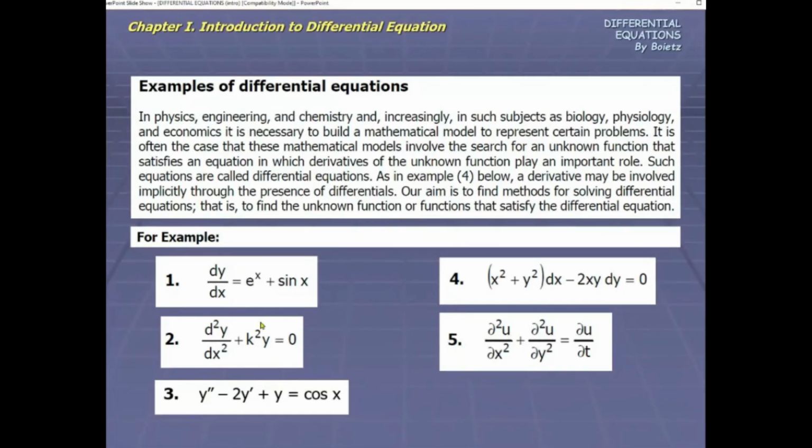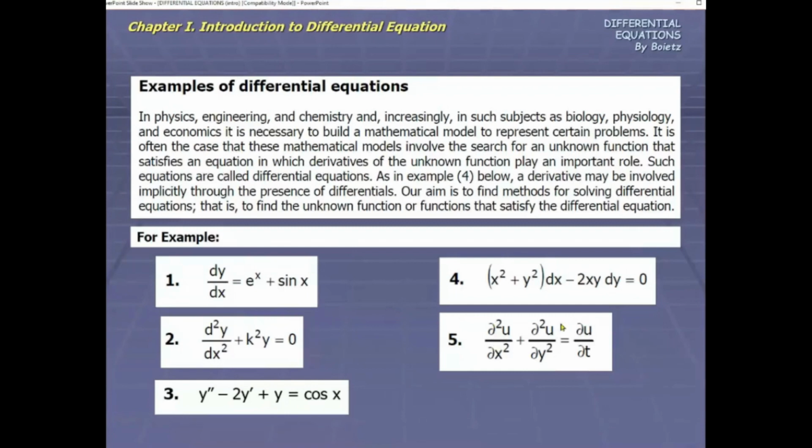Ganun ang pagkakabasa, na hindi katulad dito, hindi d squared y over dx squared. Hindi ganun ang basa doon. Ang basa dito is the second derivative of y with respect to x. Okay? This is the derivative of y with respect to x, dy over dx. Yan, pwede mong basahin dy over dx. Pero for this one, this is the second derivative of y with respect to x. And ito, it is the second partial derivative of u with respect to x. So, partial derivative ang tawag dito.